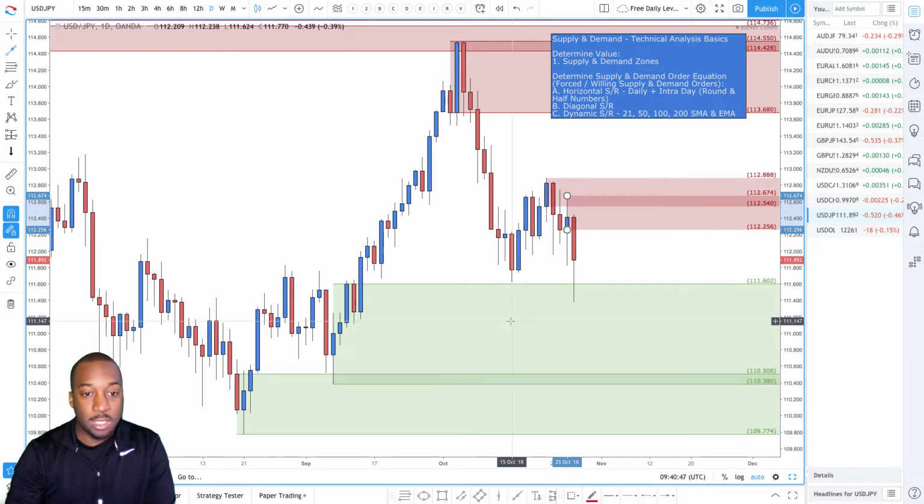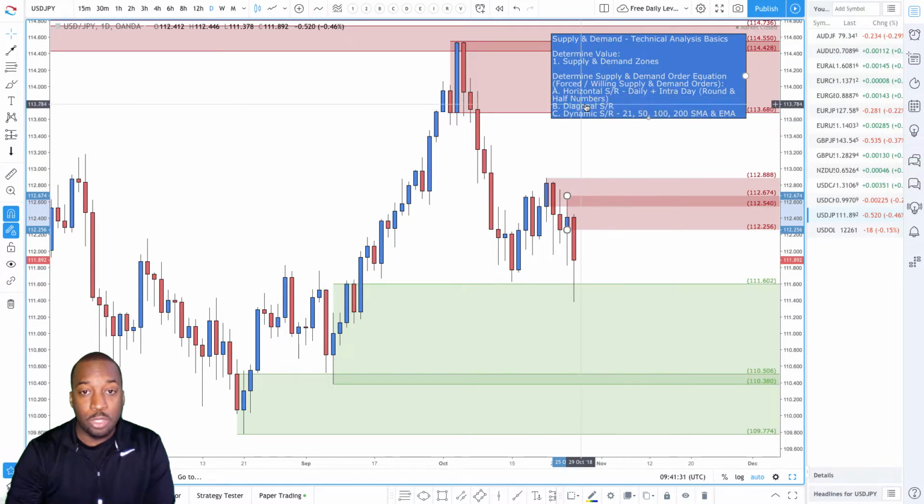So if you are looking to get long on the dollar, do you just randomly take any kind of demand zone? No. What you have is supply and demand, technical analysis basics, and what we're trying to do is determine the order flow equation. From a technical perspective, that means forced and willing supply and demand orders. So why is there going to be more demand at this level, with buy orders, willing supply and forced supply, that's going to push the market higher? And why is there going to be more supply at this level to push it lower?